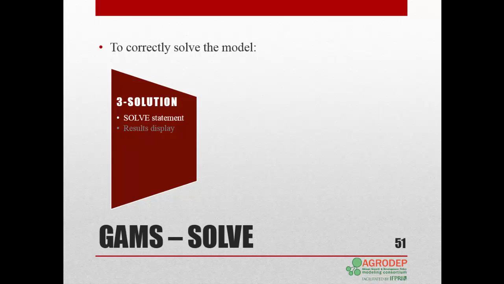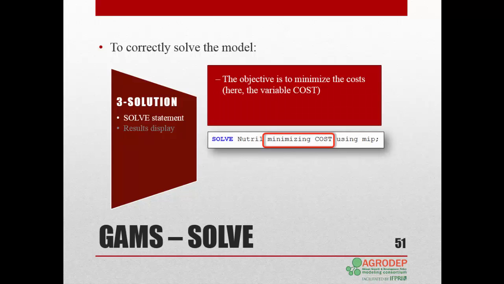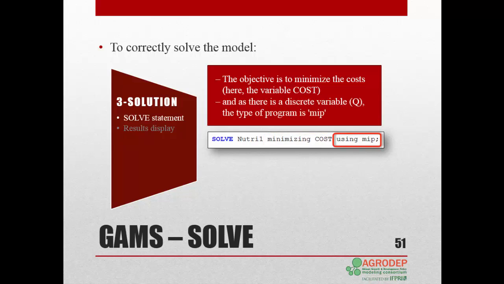We are now ready to solve the model. We use the solve statement followed by the name of the model. Recall that our objective is to minimize the cost, so we use the keyword minimizing and specify the objective function cost. Finally, we specify the solver we want to use. Again, we encourage you to consult the user's guide for a complete list of solvers and the problems for which they are best suited. In our case, the presence of discrete variables makes the solver MIP best suited for our needs.